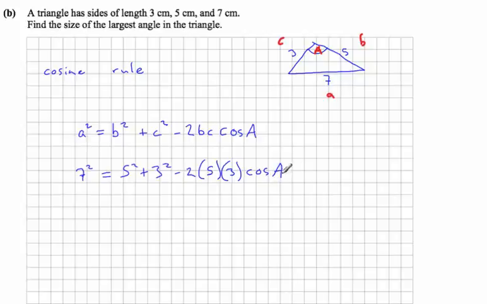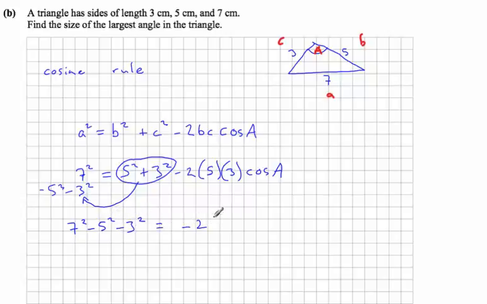So we're trying to isolate A. So what can we do? We can bring both of these over to the other side. They change sign to become negatives. So you get minus 5 squared minus 3 squared. So that will give us 7 squared minus 5 squared minus 3 squared on the left is equal to minus 2 times 5 times 3 times cos A on the right hand side.